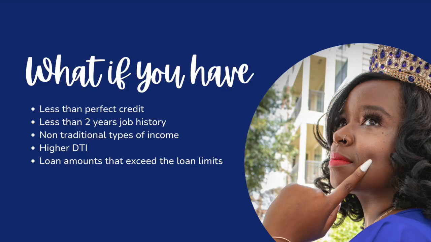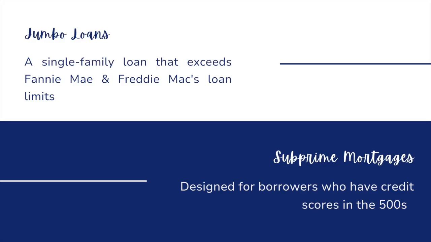Exactly. Okay, so we're going to close this out. What if you have less than perfect credit, less than 2 years job history, non-traditional types of income, higher DTI, or loan amounts that exceed the loan limits that were provided, okay? So this will be considered a conventional non-conforming loan, and this is what Christy was kind of asking me earlier. So a jumbo loan, which is a single family loan that exceeds Fannie Mae and Freddie Mac's loan limits, or subprime mortgages. Okay, this was designed for borrowers who have credit scores in the 500s.